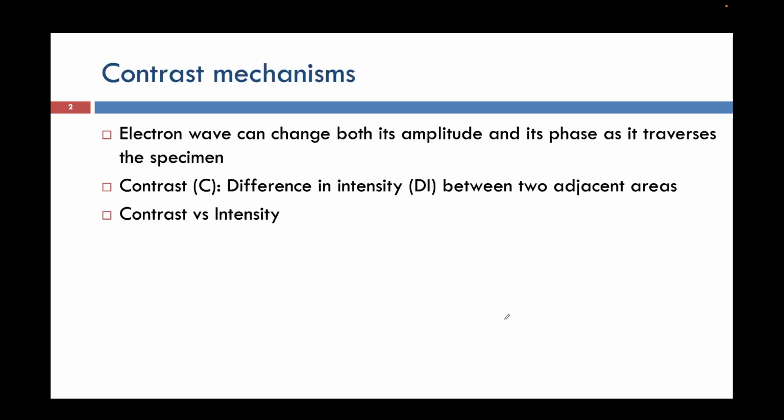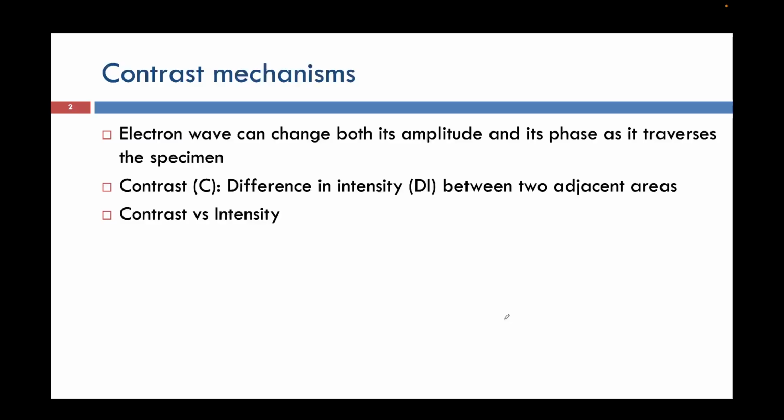In the last class we stopped at the bright field and dark field imaging, as well as a different type of dark field imaging called center dark field. We also saw how selected area electron diffraction is obtained, and what the differences are between SAED, that means selected area electron diffraction, and CBED, that is convergent beam electron diffraction.